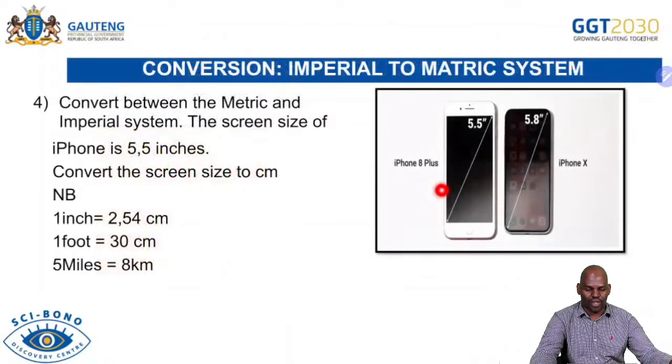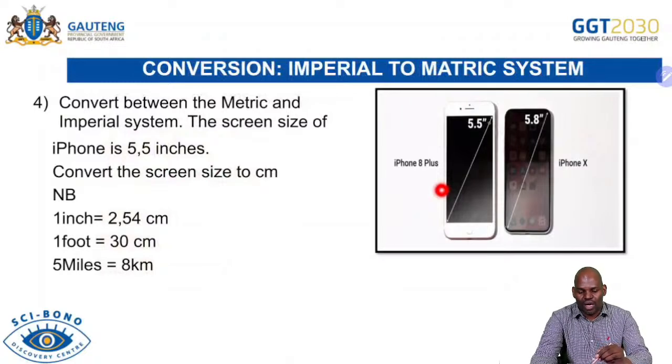And then the next one is, wow, again, an iPhone. So this one is about converting between the metric and imperial system. The screen size of the iPhone is 5.5 inches. Most of you, when you look at an iPhone, they always mention the screen size or the weight. In this case they say 5.5 inches. But what do they mean by 5.5 inches? How do they measure that?